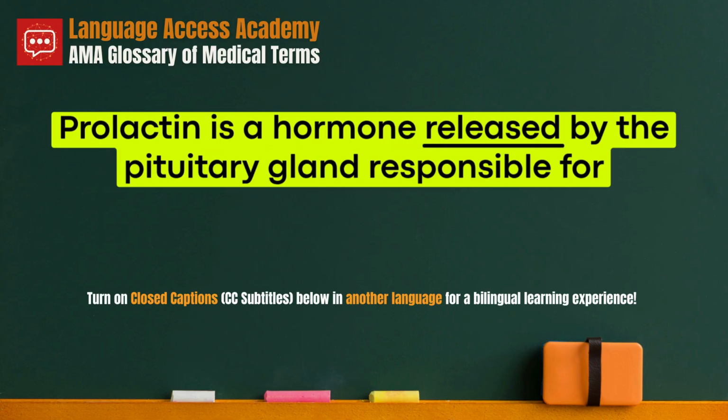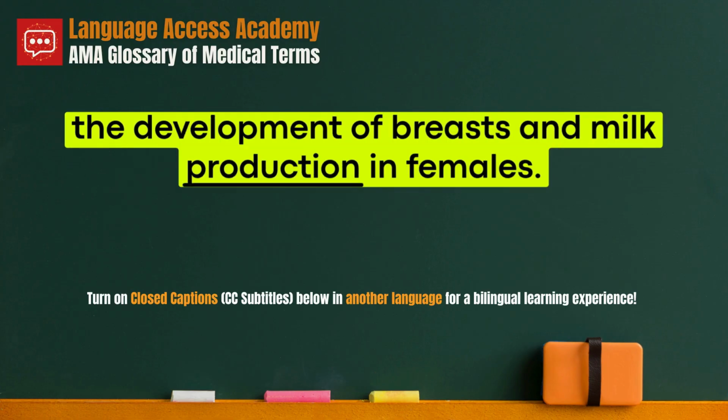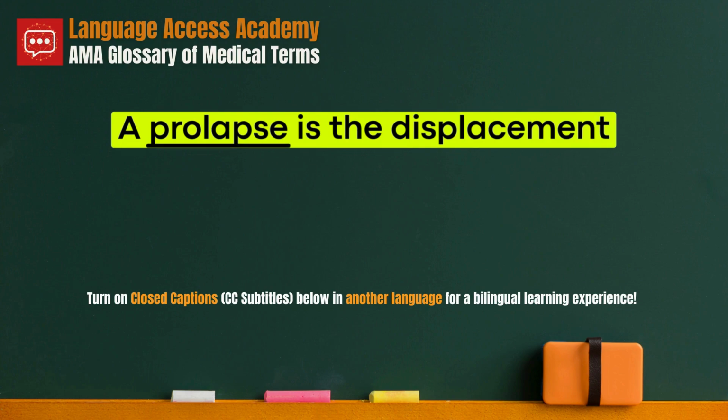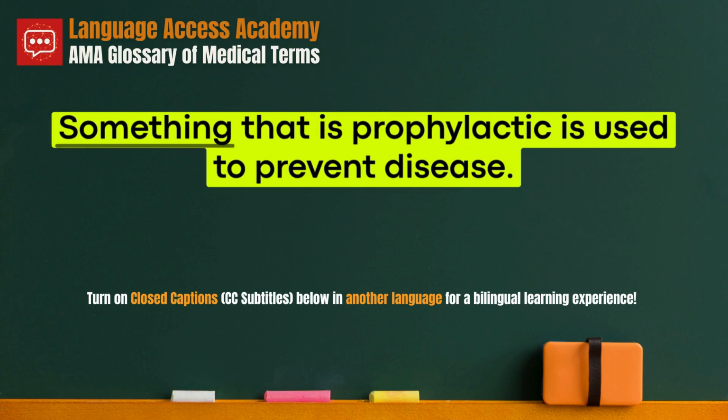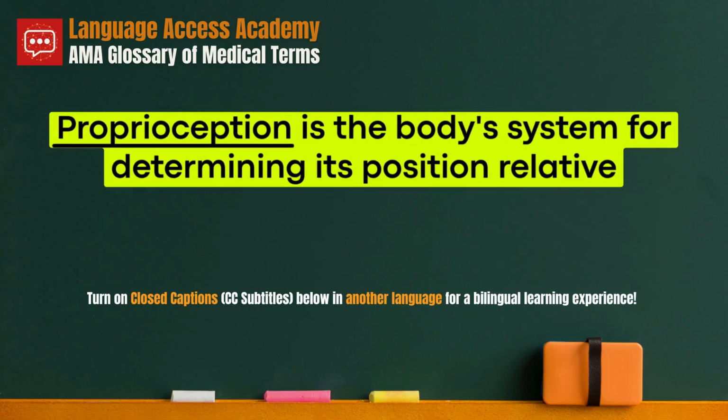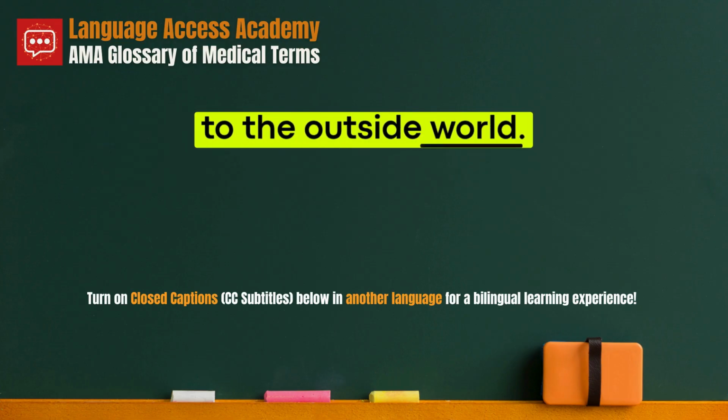Prolactin is a hormone released by the pituitary gland responsible for the development of breasts and milk production in females. A prolapse is the displacement of an organ from its normal position to a new one. Something that is prophylactic is used to prevent disease. Proprioception is the body's system for determining its position relative to the outside world.